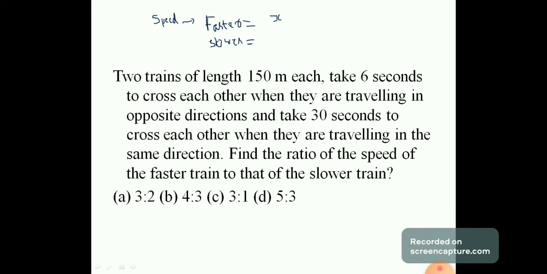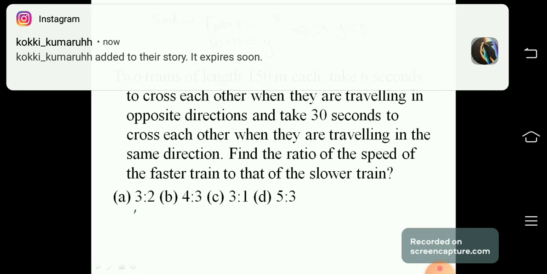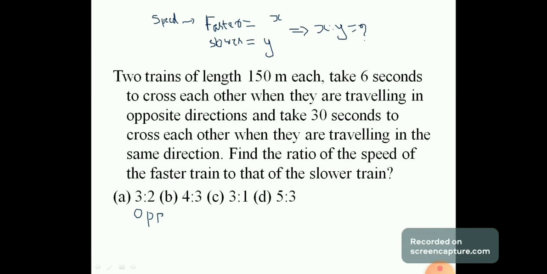Okay, so we have to find out x is to y. We know that both the trains are moving in opposite directions and it takes 6 seconds. Two trains of length 150 meter each are given. So the train length is 150 meter each.